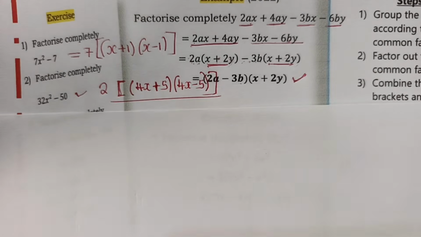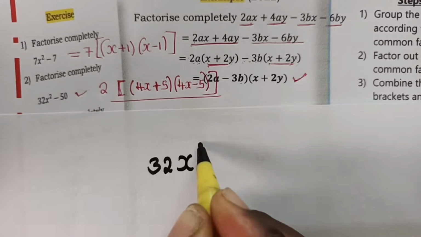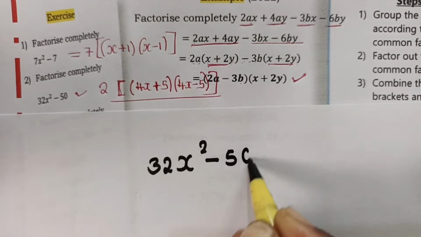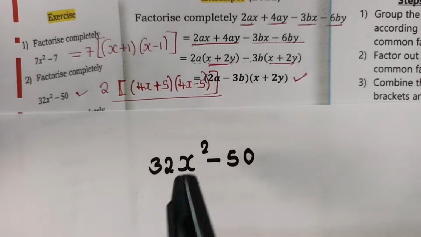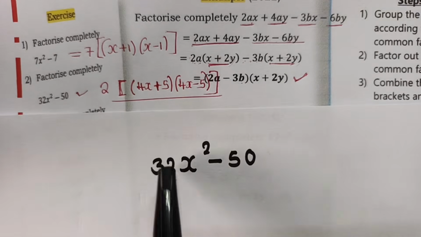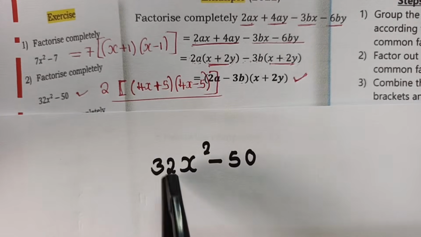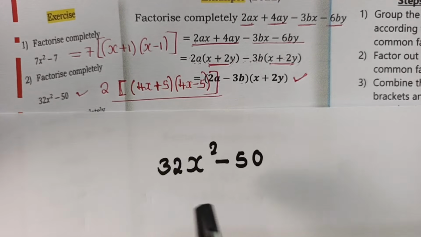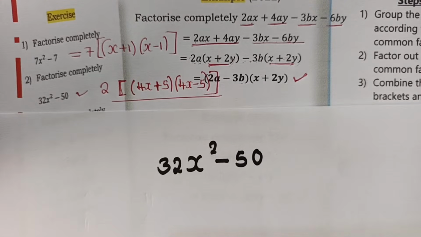So question 2, we've got 32x squared minus 50. Remember, I'm repeating this point. The moment you see a power 2 and a minus sign, just know that at some point you need to apply difference of two squares. Now, when you look at 32, can you write something to the power 2 to give you 32? Can you find the square root of 32? It's not a perfect square. Even 50 is not a perfect square.